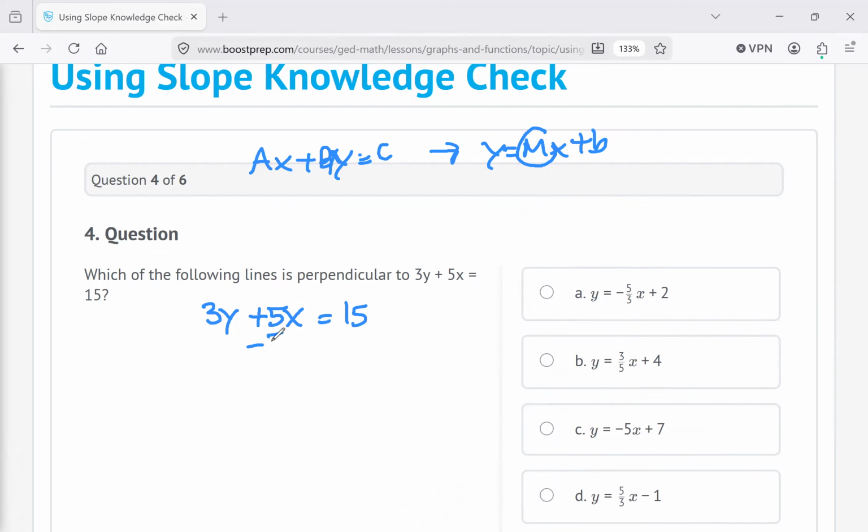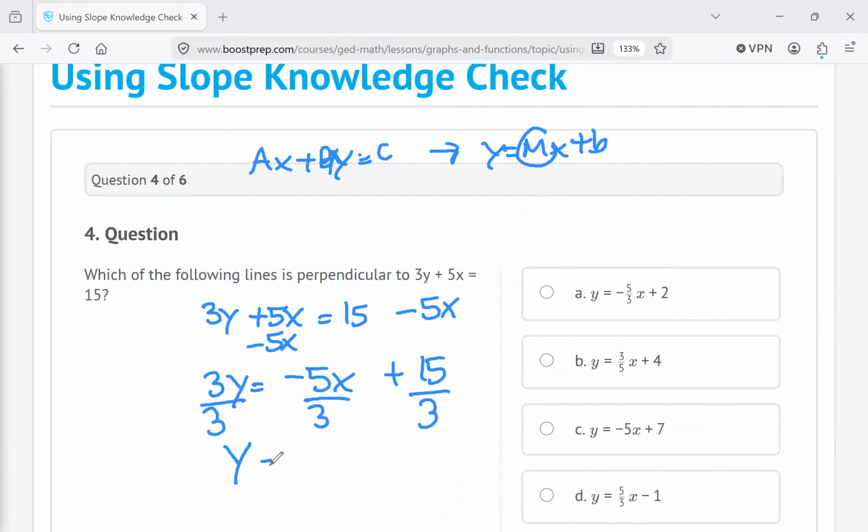So I'm going to subtract that. So you get 3y equals -5x plus 15. And then I'm going to divide both sides by 3.